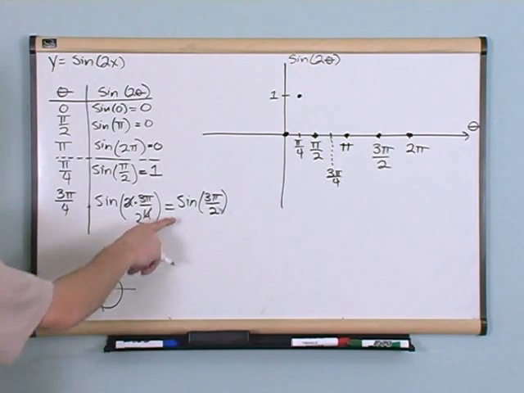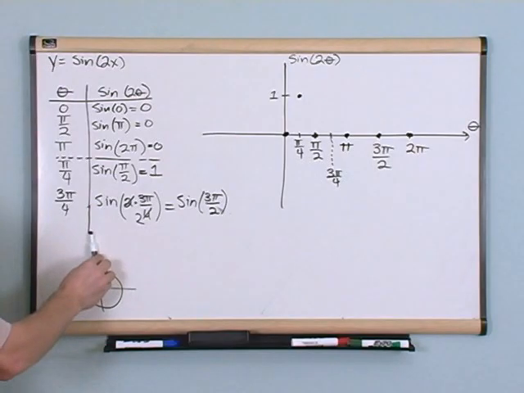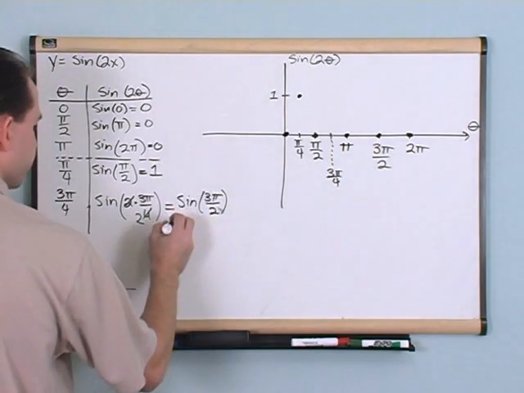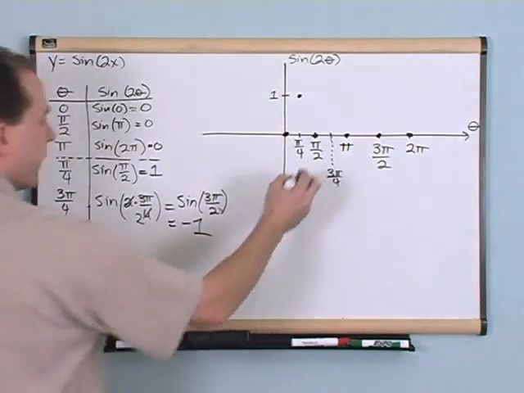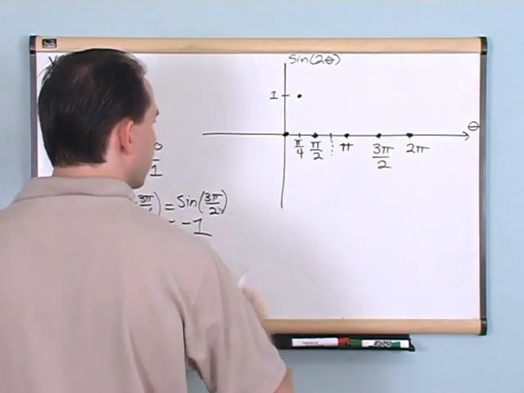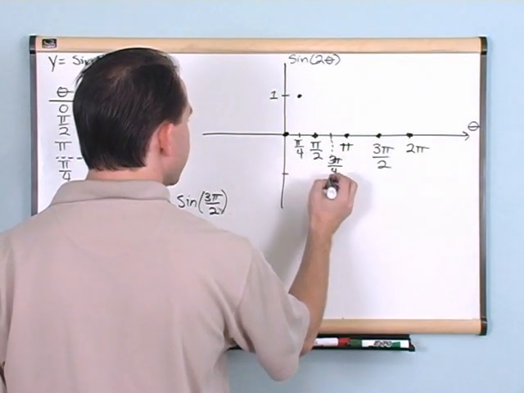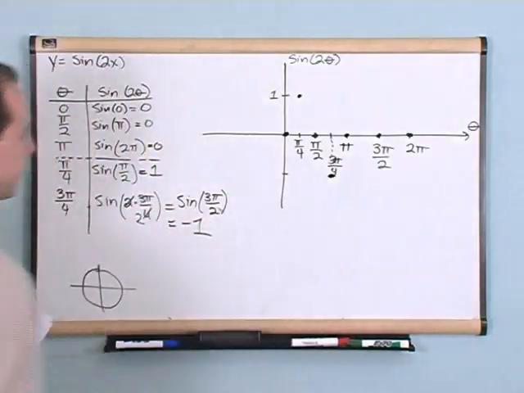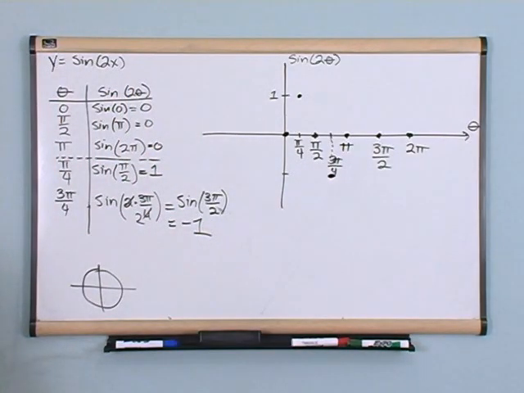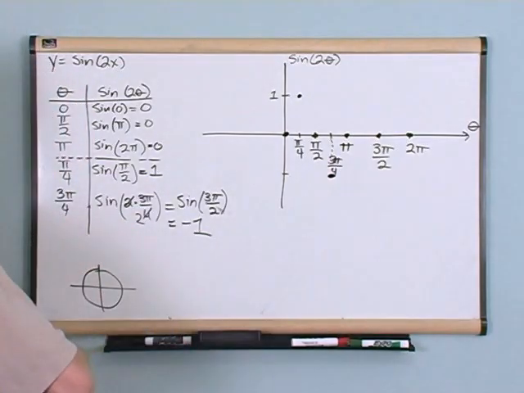Okay, so what I need to evaluate is sine of 3 pi over 2. Here I've got pi over 2, 2 pi over 2, 3 pi over 2. So that's just negative 1. So at 3 pi over 4, I've got a value of negative 1. Okay? Now you can start to see a pattern.